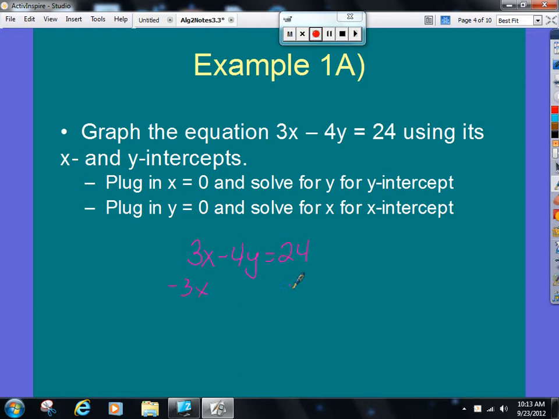Minus 3x, minus 3x. Negative 4y equals negative 3x plus 24. Divide everybody by negative 4. Okie dokie, artichoke. I get y equals 3/4 x minus 6. Y-intercept is negative 6. We already said that.